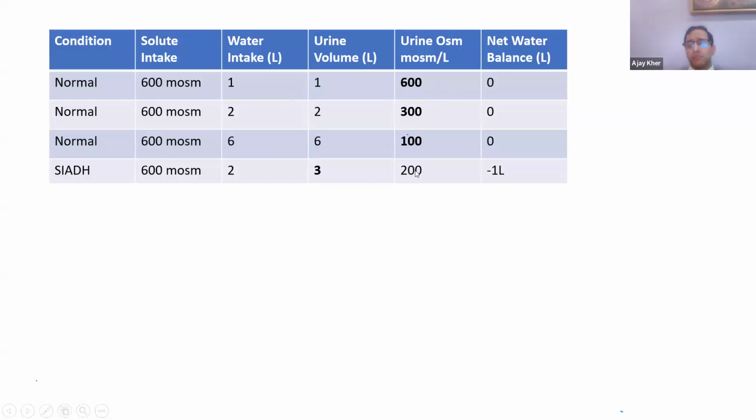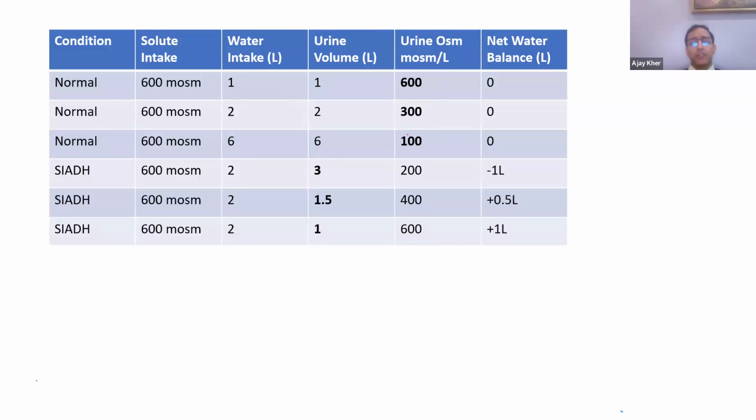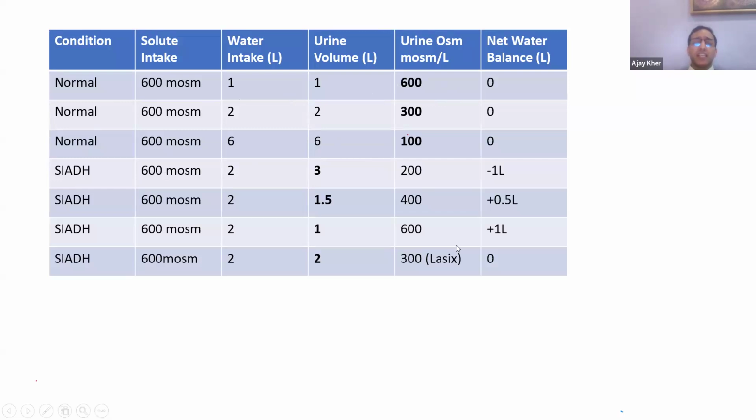Now you have SIADH, 3 liters, output at 200 osms fixed, 400, 600. If I give Lasix to someone who had a urine osmolarity fixed at 600, we are going to get isoosmotic. And so when we give furosemide or Lasix to someone who has SIADH, we are now blocking them at 300. If they're taking 2 liters of intake with a normal solute intake of 600, they're going to put out 2 liters instead of the 1 liter that they were doing at 600. In this situation, they were gaining 1 liter every day. With the Lasix, they're now even every day.